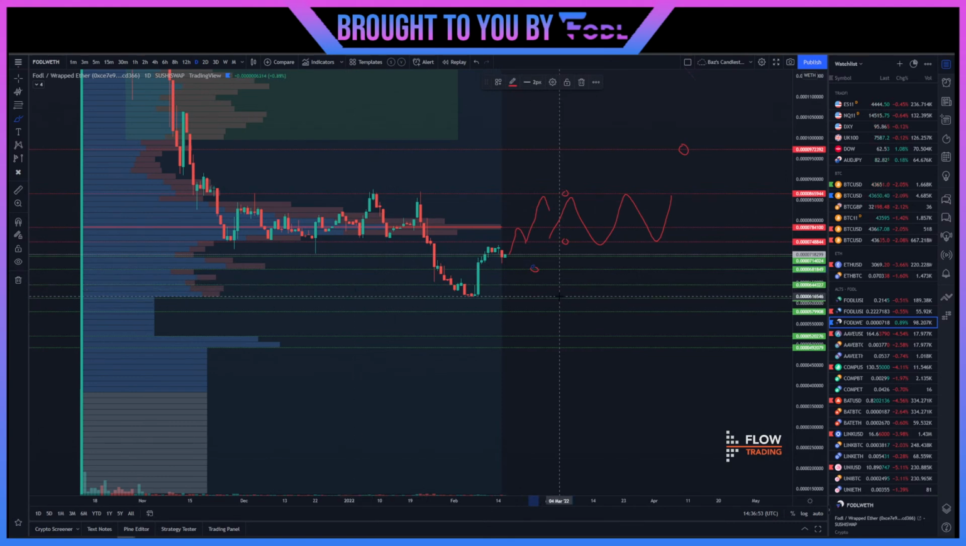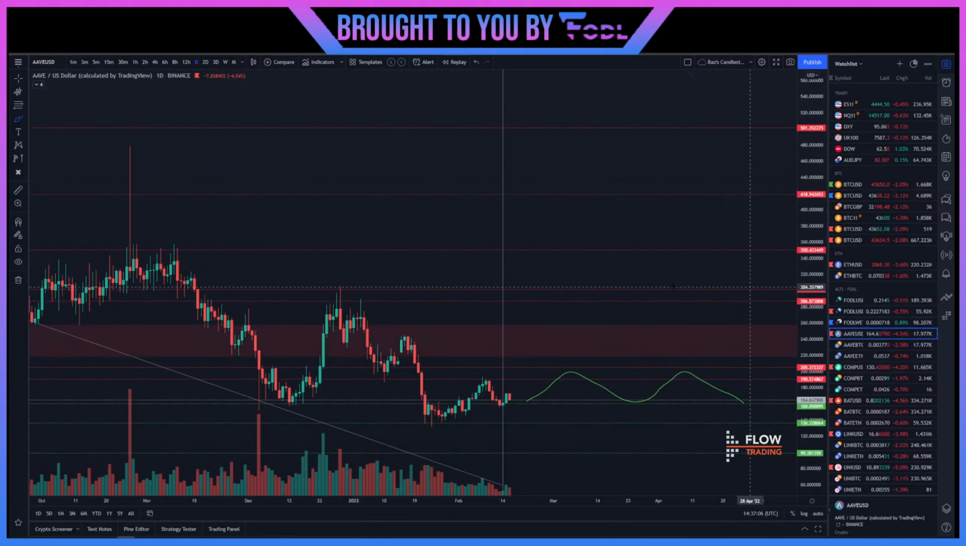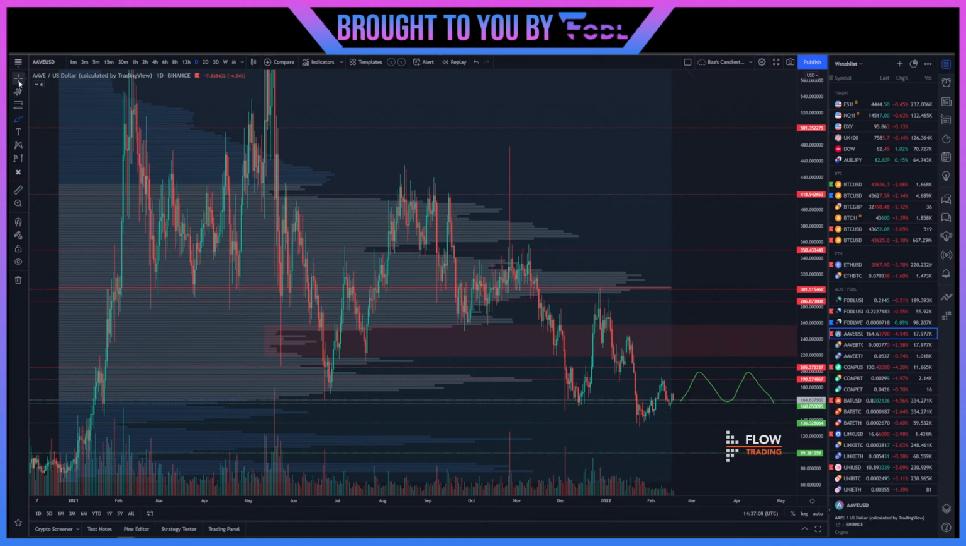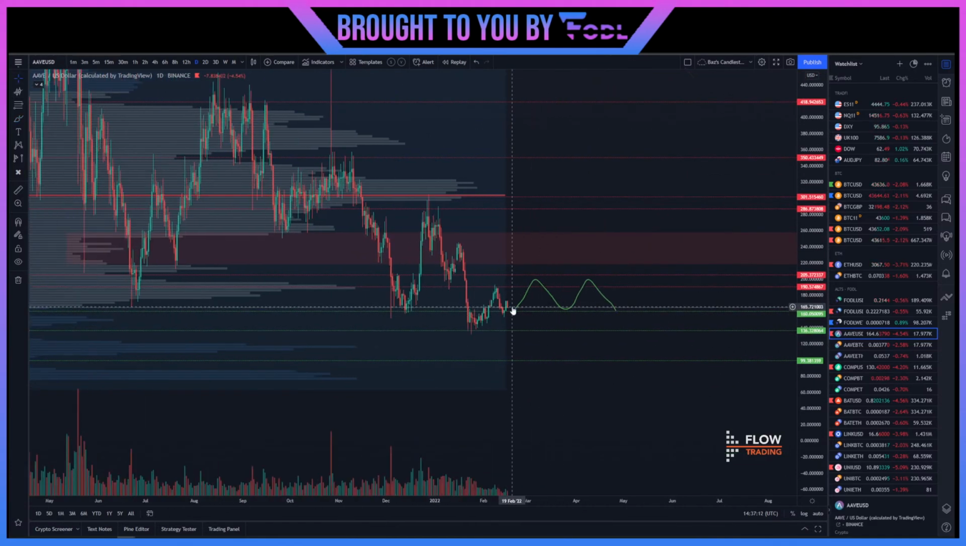And I expect that this one down here, which is the edge of this low volume node, would also be a significant level of support, and the previous all-time low there. Okay, so that's FODL versus ETH. So let's look at AAVE versus USD. AAVE versus USD very much does the same thing.